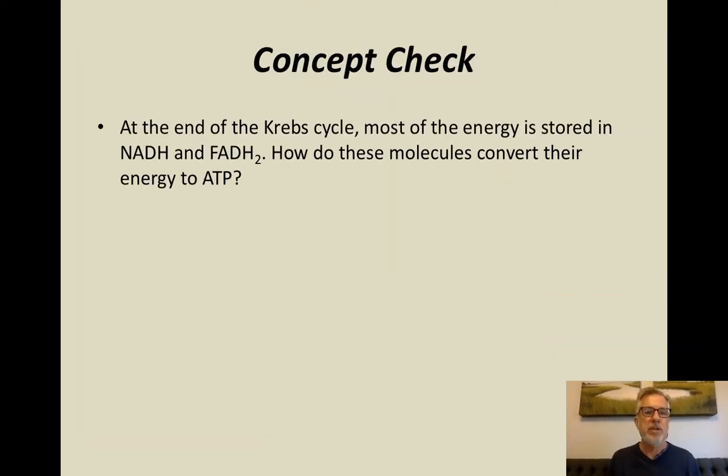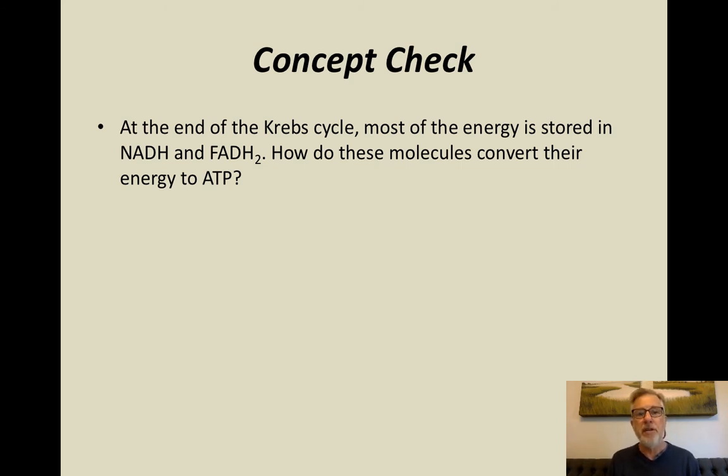So here's a concept check. At the end of the Krebs cycle, most of the energy is stored in NADH and FADH2. How do these molecules convert their energy to ATP? Turn off the video, take a second to think about it, come back with the answer.